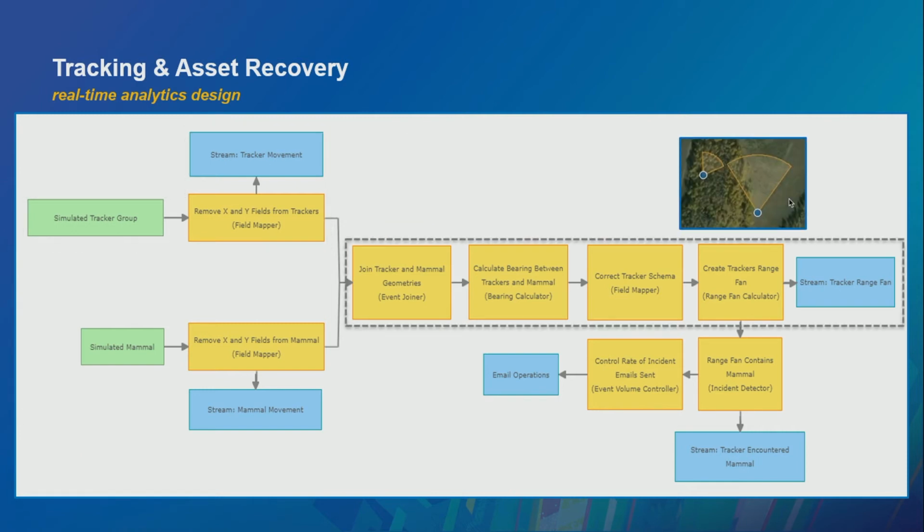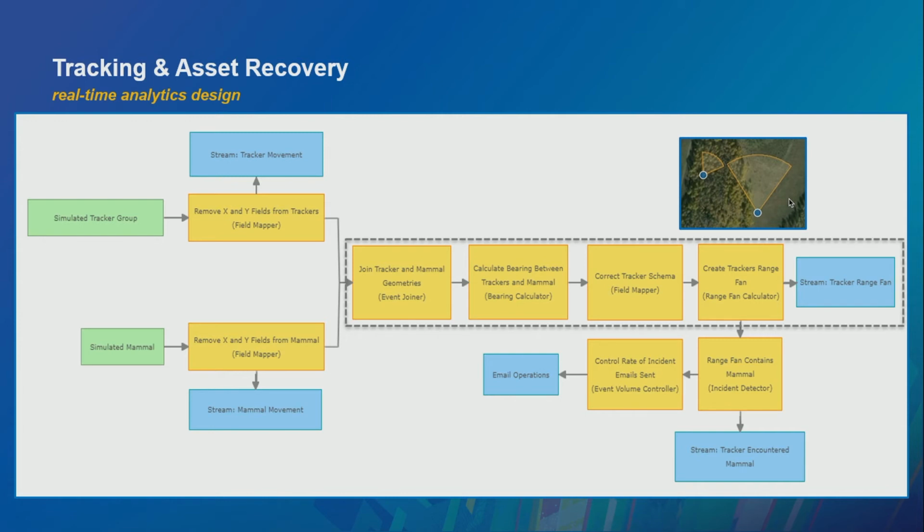Moving on to the real meat of this GeoEvent service, we have our new processors here. Once GeoEvent has received the data related to each of the trackers, and has also received the location of the mammal, we can pass those records to the event joiner processor to join those records together since they share a common value. And then we have both those geometries in the same data set as one record.